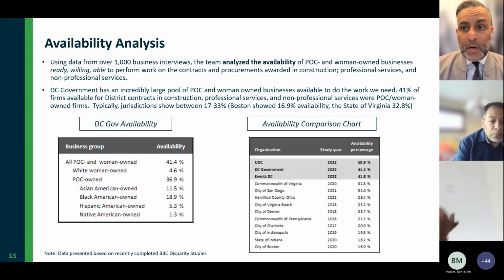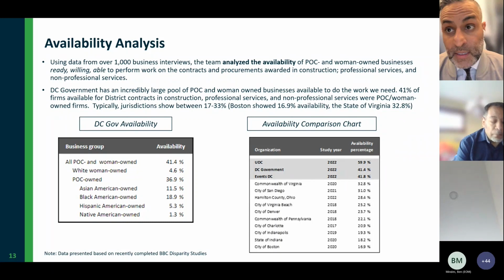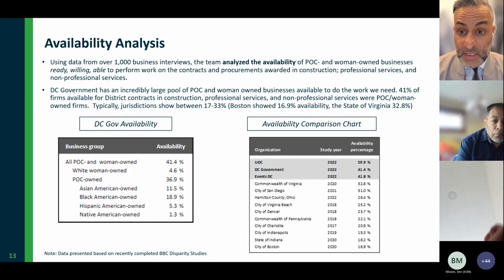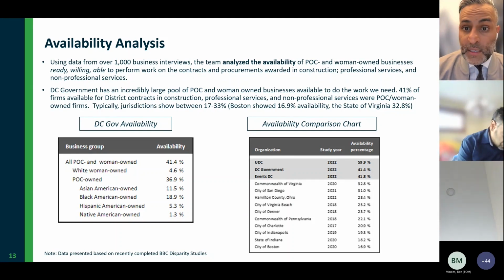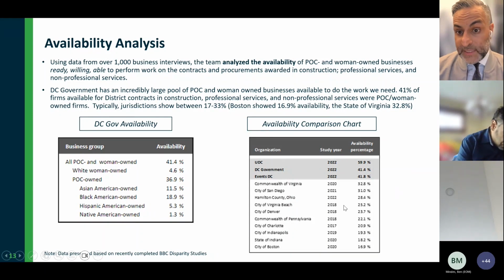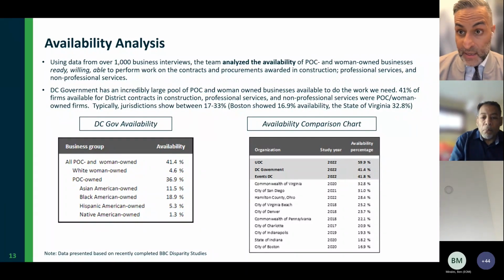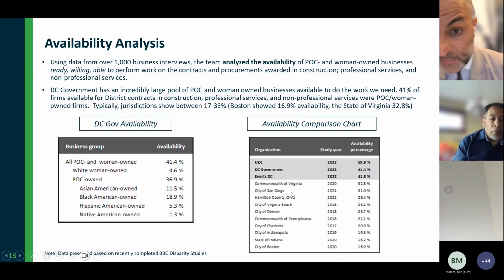One thing I mentioned in our key takeaway slide is that there's relatively high availability of POC and woman-owned businesses for DC government work. So this is just a listing of the most recent disparity studies that BBC has conducted. And what you'll see is that DC government, along with Events DC and the University of the District of Columbia, all show relatively high availability relative to some of the other studies and other jurisdictions for which we've recently conducted disparity studies.